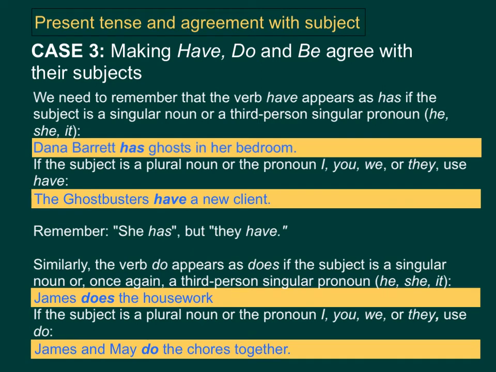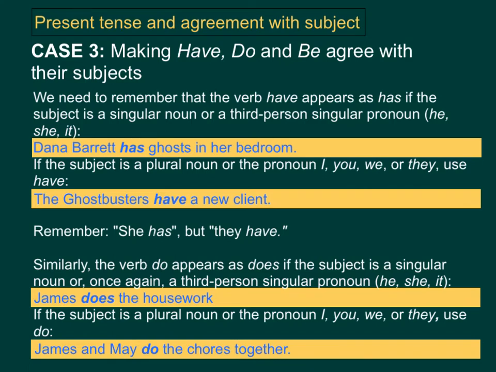Case 3. Making have, do, and be agree with their subjects. We need to remember that the verb have appears as has if the subject is a singular noun or a third-person singular pronoun, such as he, she, or it. Here's an example. Dana Barrett has ghosts in her bedroom. In this case, Dana Barrett is a singular noun. That's why we use has.